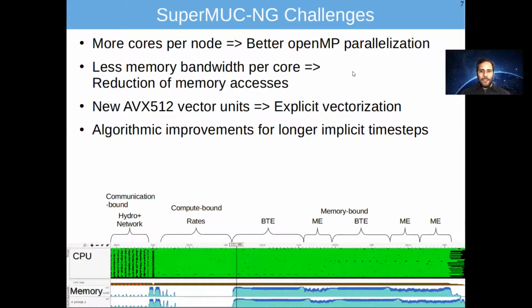An overview of the individual phases of a single time step is shown below. The communication-bound, compute-bound, and memory-bound phases of the code are clearly visible, as well as the iterative nature of our coupled Boltzmann equation set.